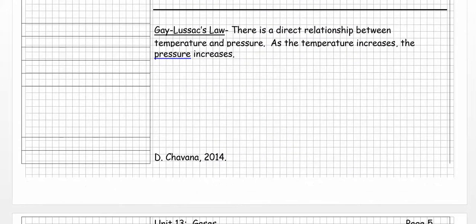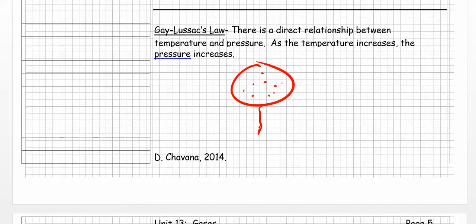And then finally, we talked about Gay-Lussac's law. And Gay-Lussac says this: there's a direct relationship between temperature and pressure. If the volume remains constant, if you increase the temperature, you're going to increase the pressure. So for example, if I have a balloon like this, right? And this balloon has these particles in it just like that, right? And I say, okay, the volume can't change. The volume must remain constant.